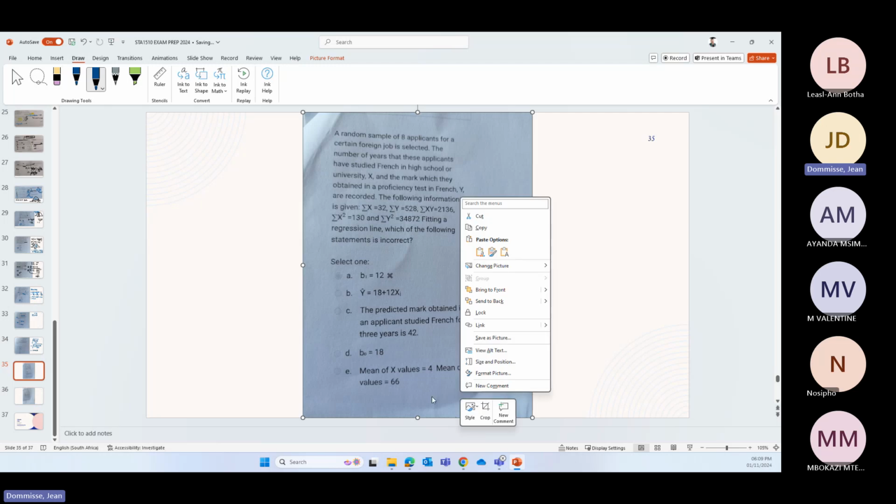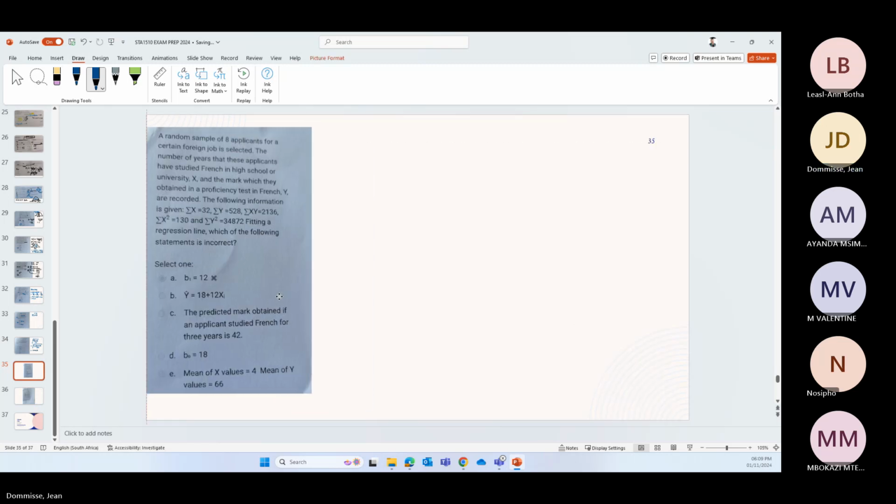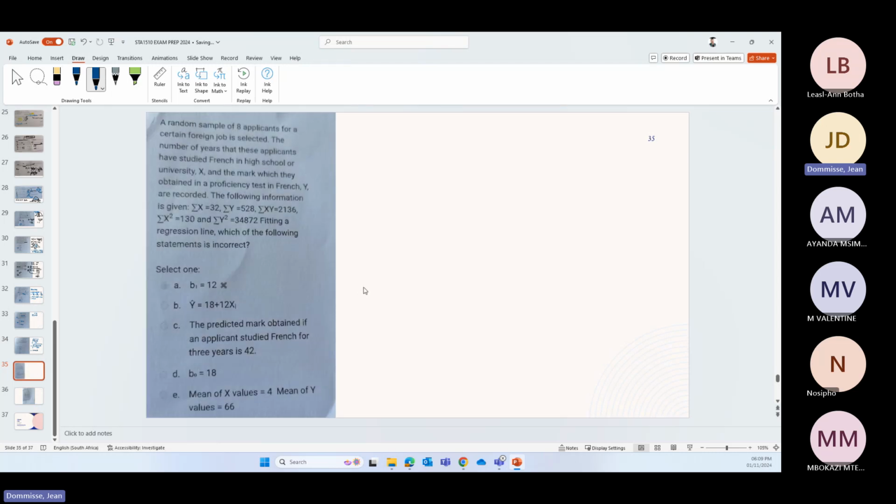Okay, this is interesting with all that information. So they don't give us the data. So again, you would not have needed Excel in this one at all, but now we need to know some of these answers. So let's see what they tell us. Random sample of 8, number of years, high school. The following information is given.